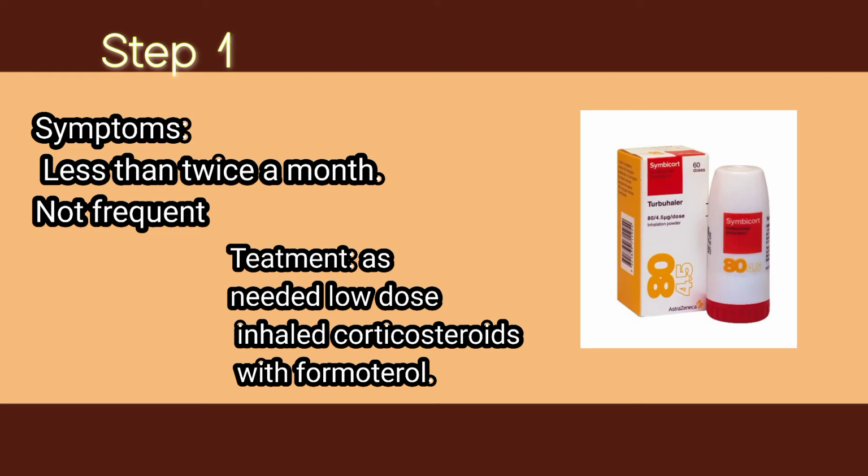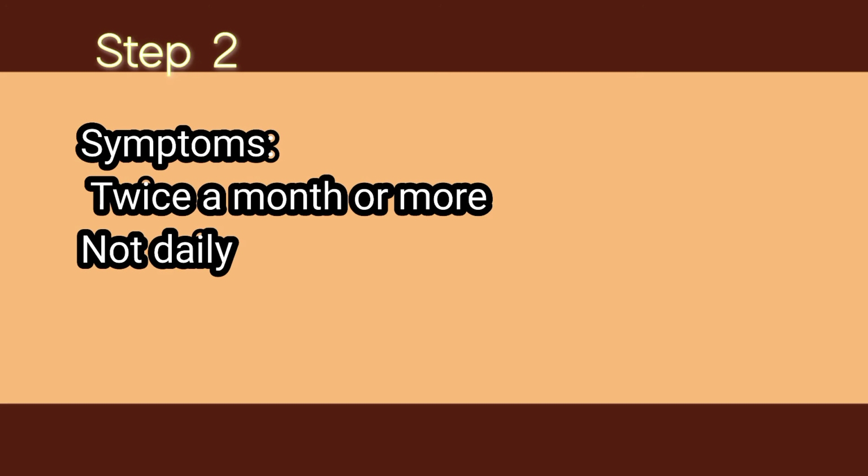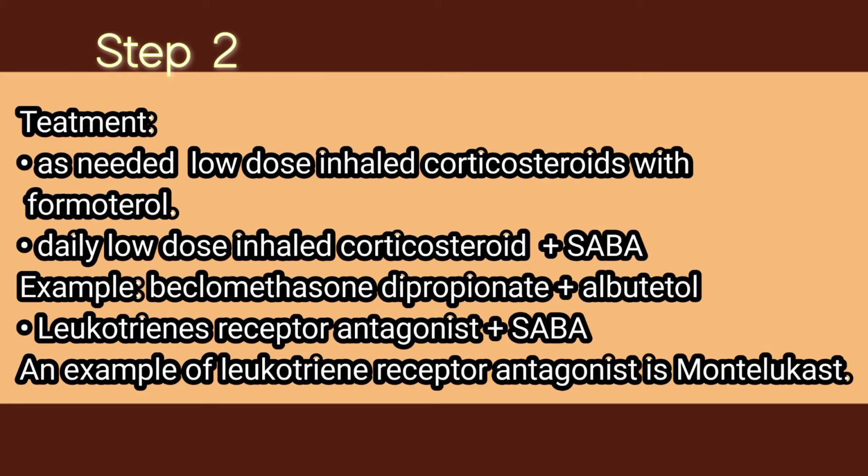name Symbicort. In step 2, the symptoms happen twice a month or more but not daily. We can treat step 2 like step 1 using as needed low-dose inhaled corticosteroids with formoterol like Symbicort, or we can use a daily low-dose inhaled corticosteroid as a controller plus a short-acting beta-2 agonist as a reliever. Example, beclomethasone dipropionate plus albuterol. Or we can use leukotriene receptor antagonist as a controller plus short-acting beta-2 agonist as a reliever.